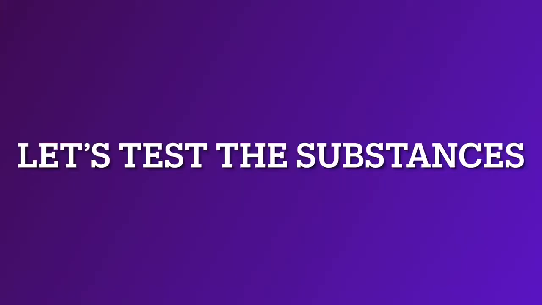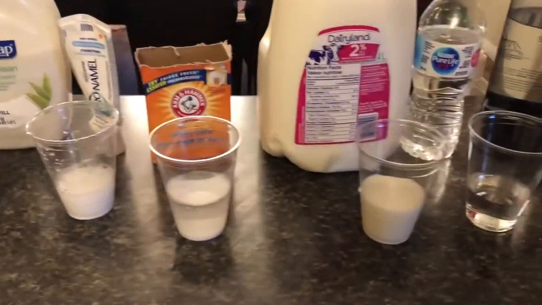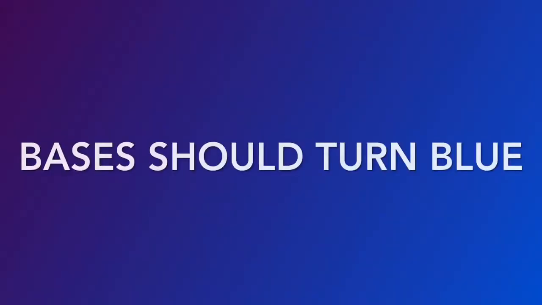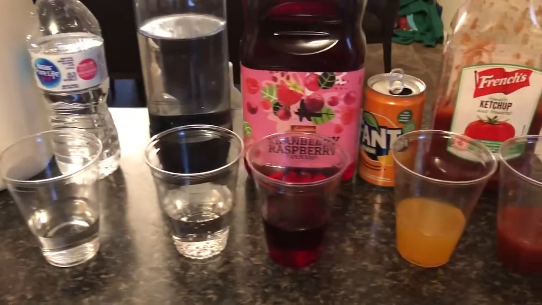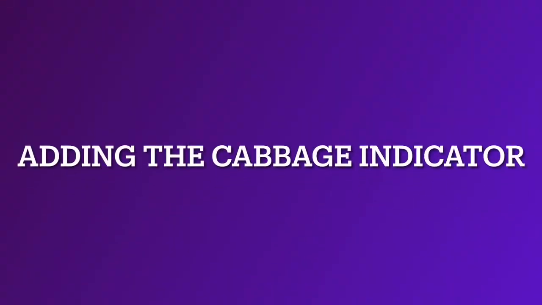Let's test the substances. Bases should turn blue, except for bleach, which has a pH level of 12 and should remain clear because it is such a strong base. Acids should turn pink or red. What will happen when we add the red cabbage pH indicator?